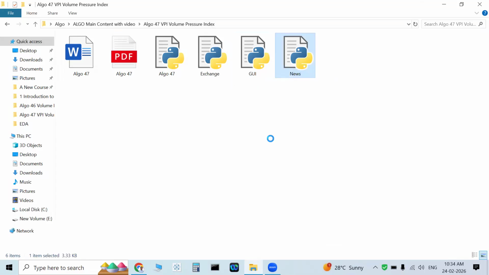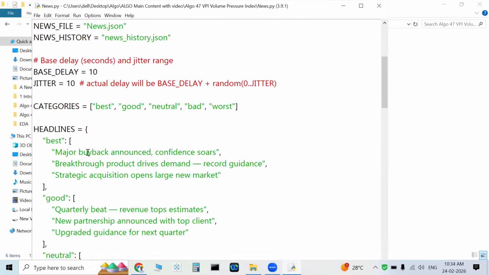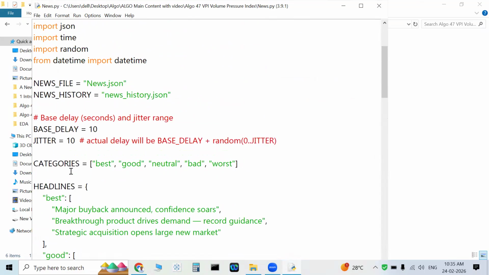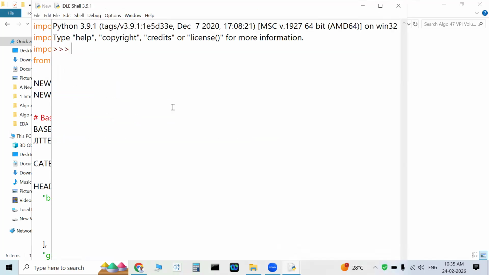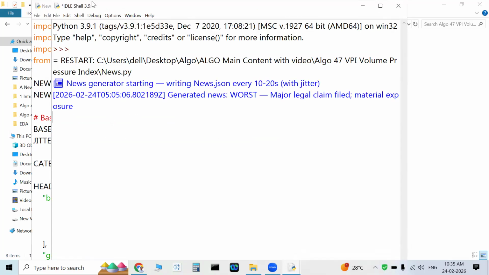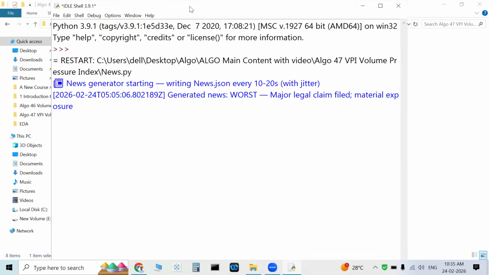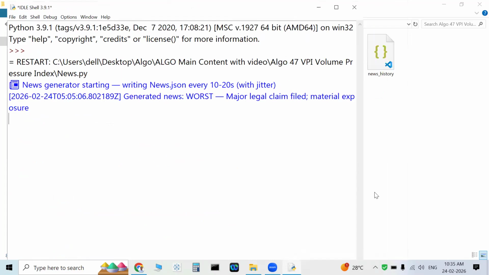So this news is generated in a way that it is either the best news, neutral news, bad news or the worst news. Based on that, we are going to decide the change in the price. Majority of the time we created neutral news only. This news is generated every 10 to 20 seconds, and it is random in nature. We have no control over it. So we just make sure to have this window on one side.